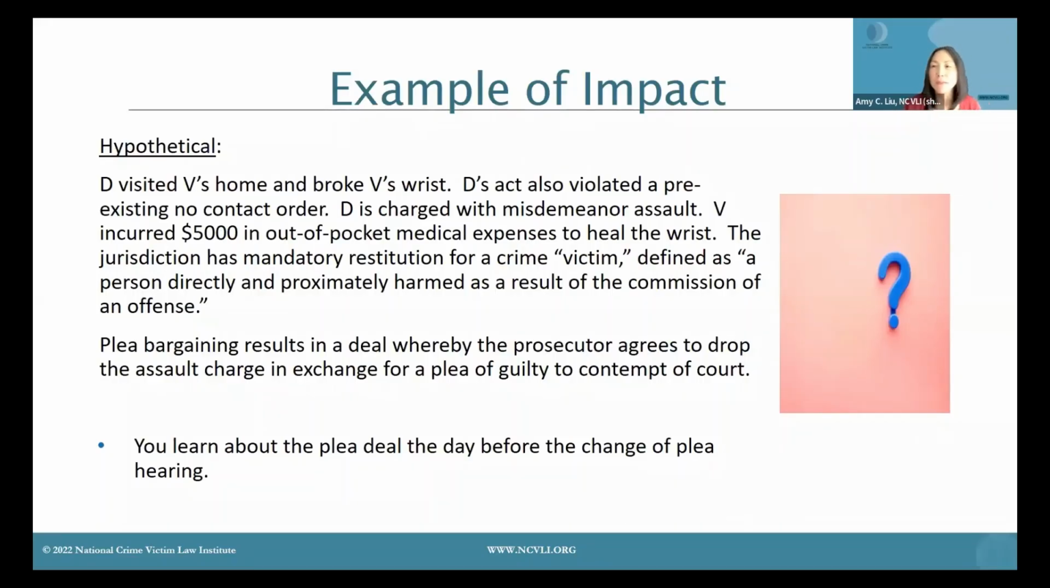Okay, we do this hypothetical and imagine yourself at a moment in time before you learn about that plea deal. Okay, so you have all the other facts. The plea bargaining is happening in the background. You don't know that it has happened yet.